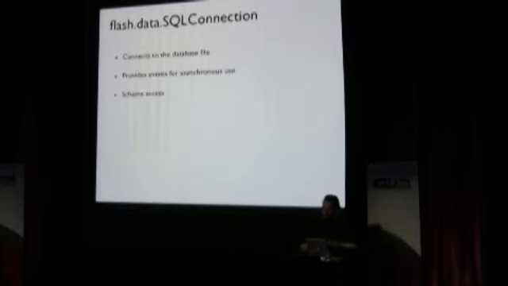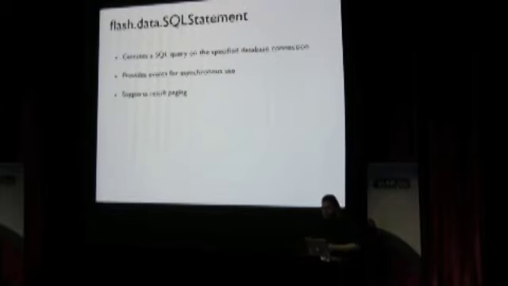So the two classes I'll briefly mention. The SQL connection class does basically three tasks. It connects to your database file, it provides those events if you want to use it asynchronously, and it allows you to have access to the schema, which we'll show later in this talk. Now the SQL statement class does all the query work for you. You pass it the database connection and it executes that for you. It also provides events for asynchronous use, and it supports something called result page, which is very interesting, the way it's implemented in SQLite, and you'll see that as well.